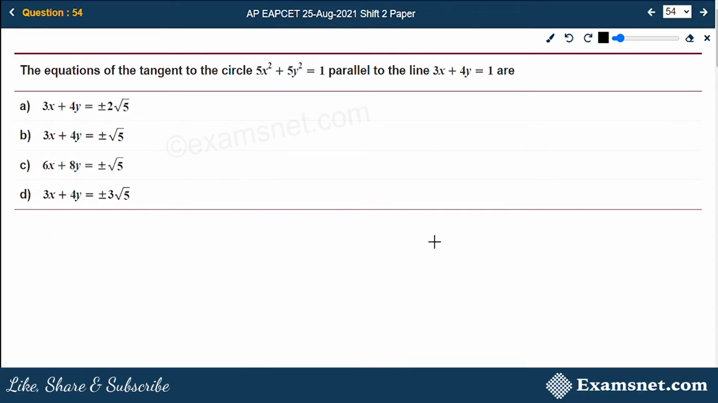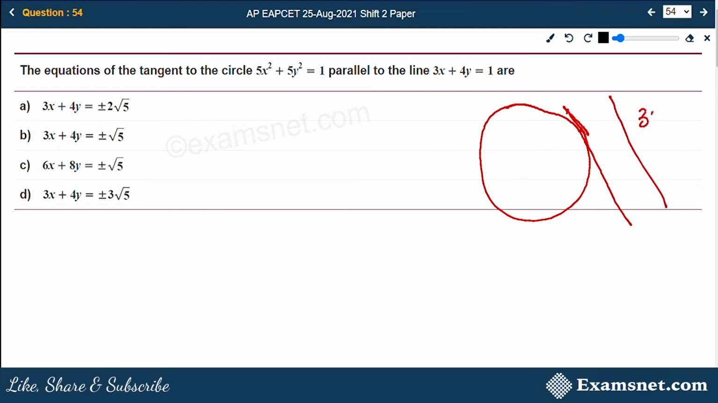The equation of the tangent to this circle parallel to this line are. So over here you are having a circle, there is a tangent which is drawn to this circle. Let me draw it. There is a circle and we have a tangent at this point. So the tangent is something like this, right? And this tangent is parallel to this line, 3x plus 4y is equal to 1.